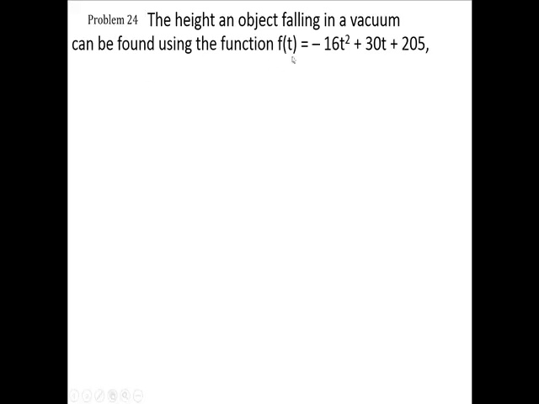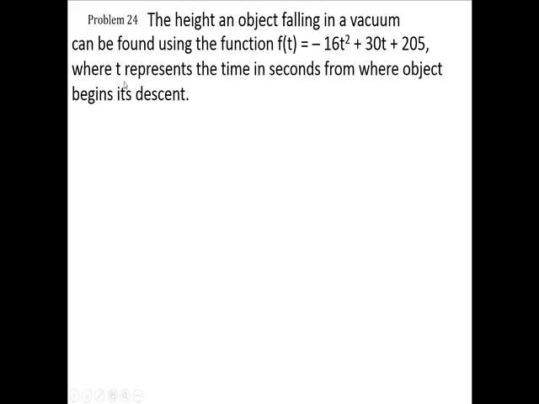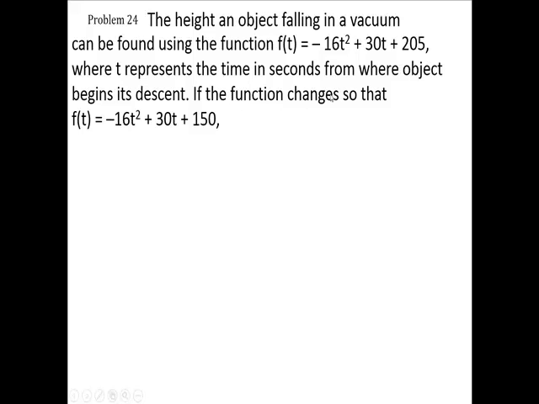The height of an object falling in a vacuum can be found using this function, negative 16t squared plus 30t plus 205, where t represents the time in seconds where the object begins its descent. And if the function now changes to this function, it used to be this function, but it changes to this one. Okay, what statement describes the change?